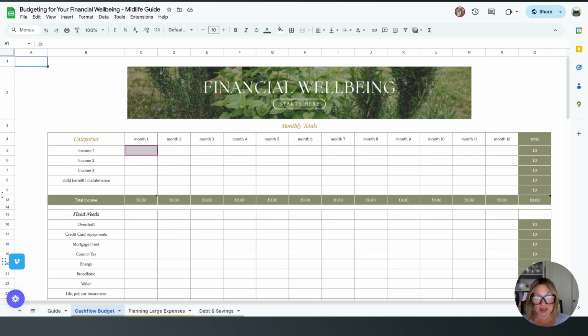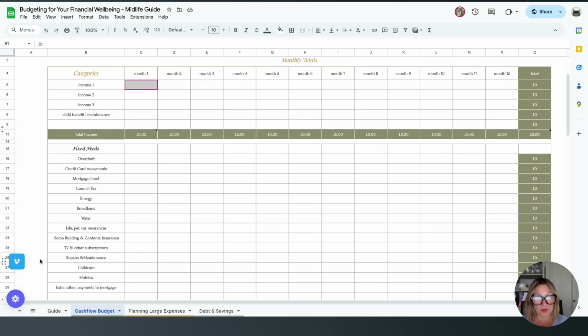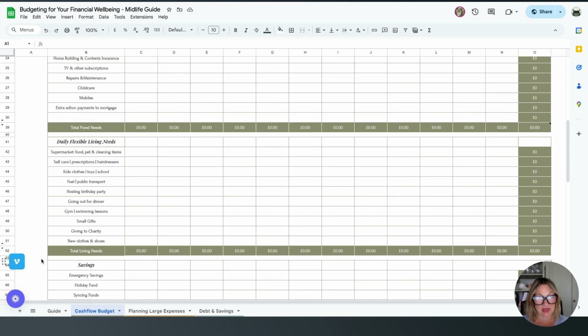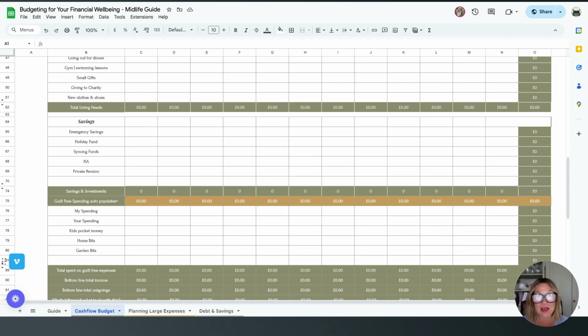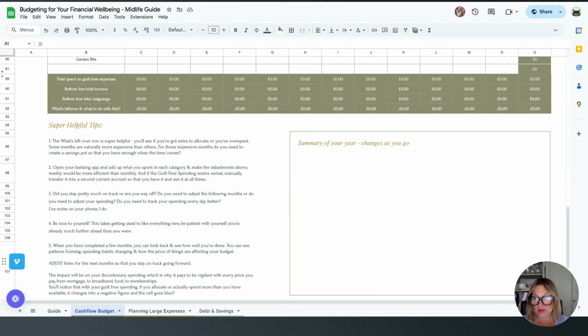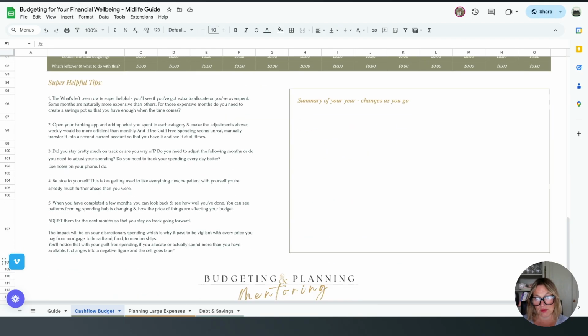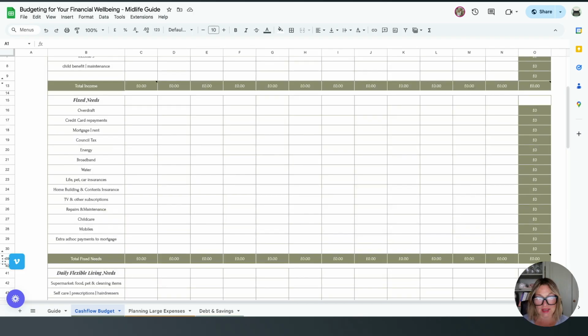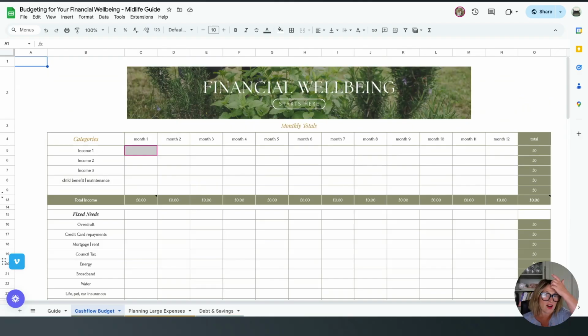So cash flow budget. This is designed to be really complementary to your bank account and your credit card statements, should you have both of those to hand. By all means, kind of, copy along as I'm doing it. I've got some super helpful tips here at the bottom, which I might just reference one or two of those as we go through.